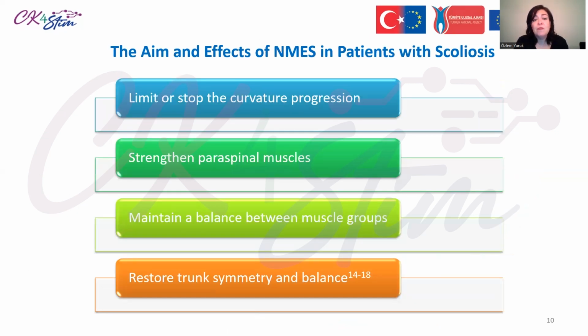The aims of the neuromuscular electrical stimulation in patients with scoliosis are to limit or stop the curvature progression, strengthen paraspinal muscles, maintain a balance between muscle groups, and restore trunk symmetry and balance.